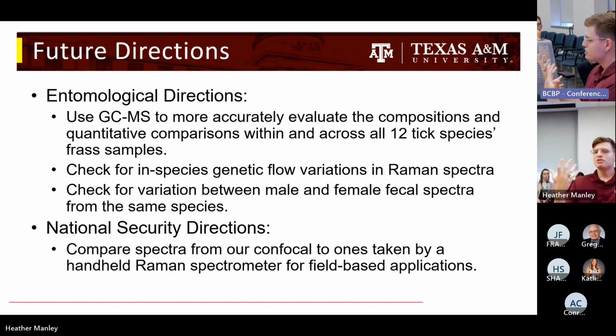We also want to check for within-species genetic flow variations in Raman spectra. A tick species from one area of the United States can have different genetics from the same tick species somewhere else in the United States. So we want to see if that also affects our ability to predict those species. We also want to check for variation between male and female fecal spectra. Females do feed on more blood than males do because they need that nutrition to reproduce.